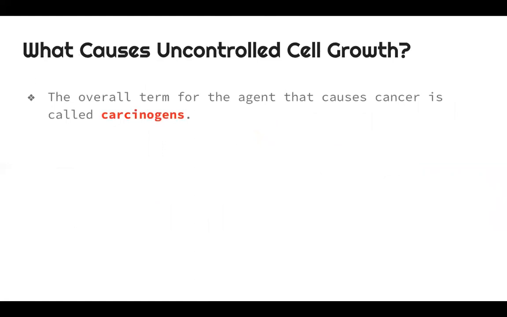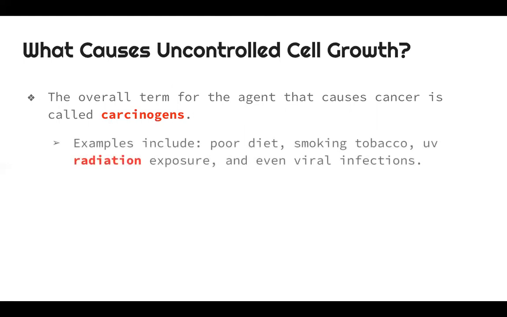So something that is known to cause cancer is called a carcinogen. Some different examples would be having a poor diet, smoking tobacco, UV radiation exposure, which could be natural or artificial, so from sun or something like a tanning bed, and then certain viral infections.